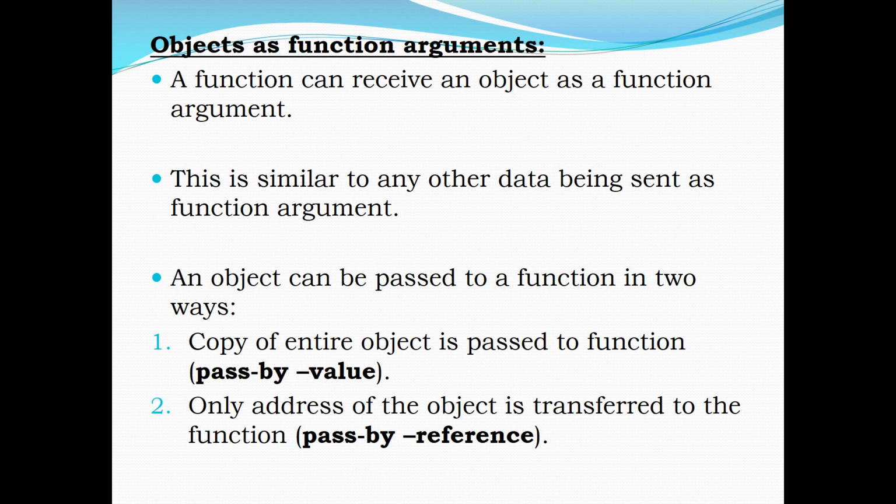An object can be passed to a function in two ways. The first one is a copy of the entire object is passed to a function, that is nothing but pass by value. Second one, only the address of the object is transferred to the function, that is called pass by reference. What are the two ways? One is pass by value and the second one is pass by reference. Let us see in detail what pass by value and pass by reference are.